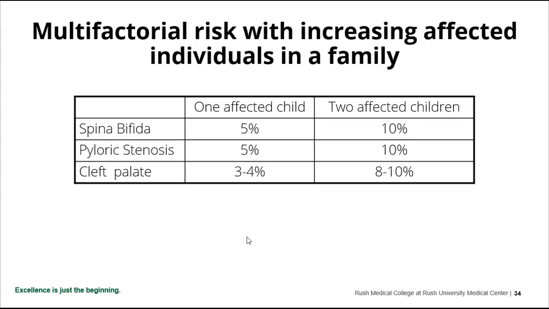So we talked about neural tube defects. 1 affected child, 5% recurrence risk. 2 affected children, 10%. Pyloric stenosis, 5% with the first, 10% if you have 2 affected. And cleft palate, 3 to 4%. And then it increases again to 8 to 10% with the second affected individual.